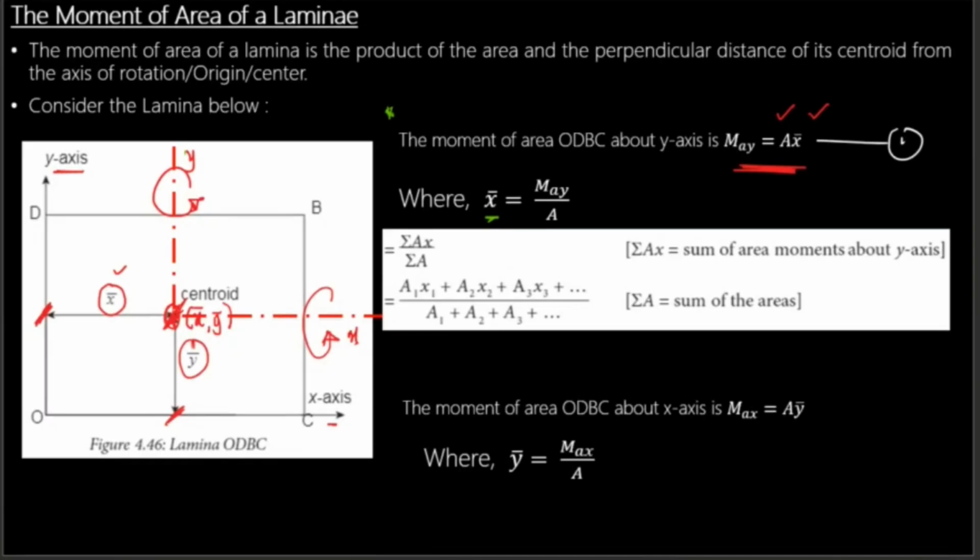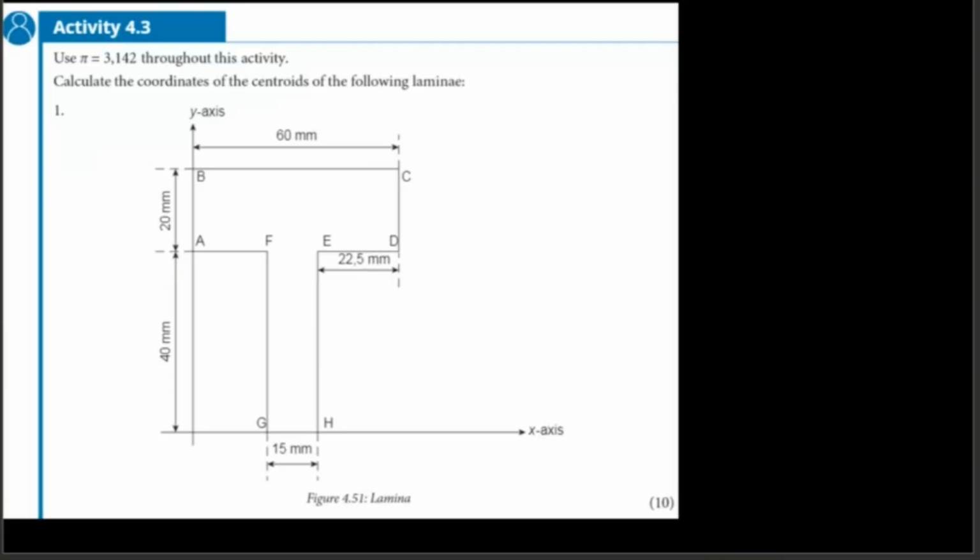The moment of area about the y-axis is, you can see, they wrote a1 x1 plus a2 x2 plus a3 x3 divided by the total area. The same thing applies for this one as well, the one for this particular coordinate, x bar, y bar. So we're going to see how this is actually applied so that you will get a true picture of what we are saying here.